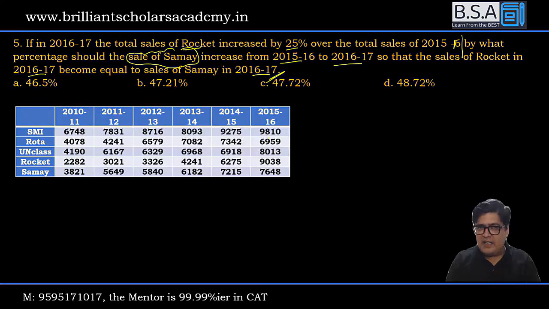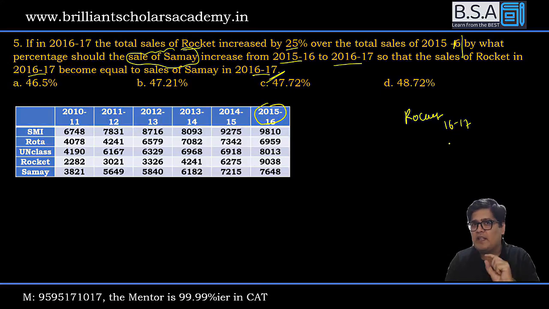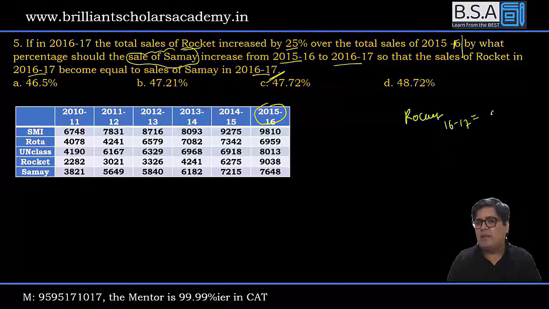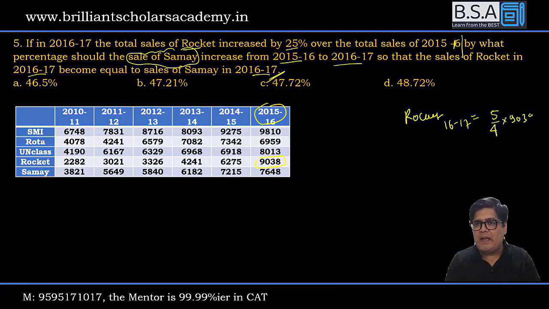The last year in this table is this; the information is about rocket. If you want to find out rocket's value in 16-17, what you need is 25 percent more. How do you increase 25 percent? याद है आप लोगों को? We multiply 5 upon 4 to increase 25 percent. What is the value of rocket? This is the value of rocket. Use a calculator. मल्टीप्लाई करना है कर दो, नहीं करना अभी रुक जाओ रुक जाओ.